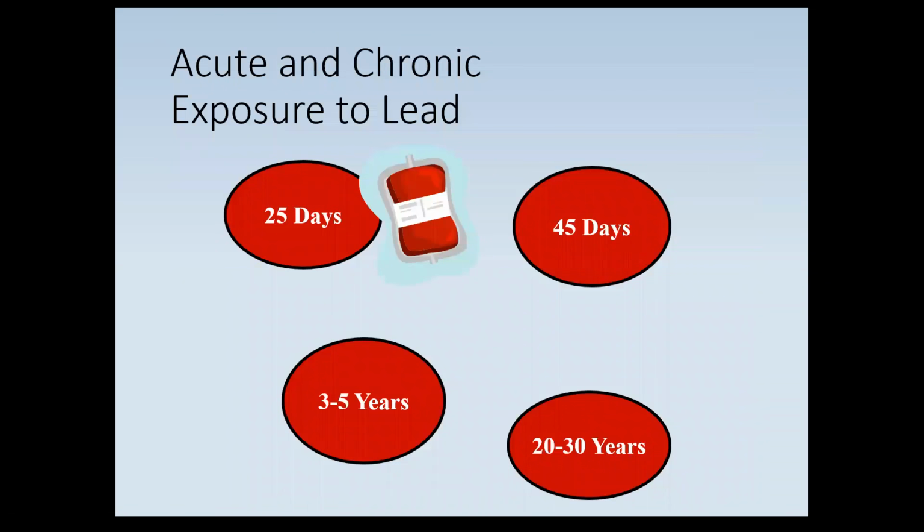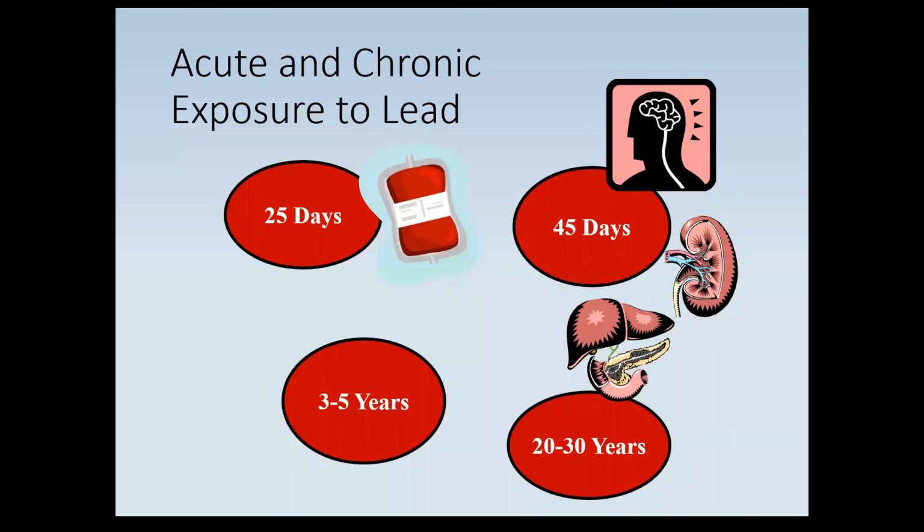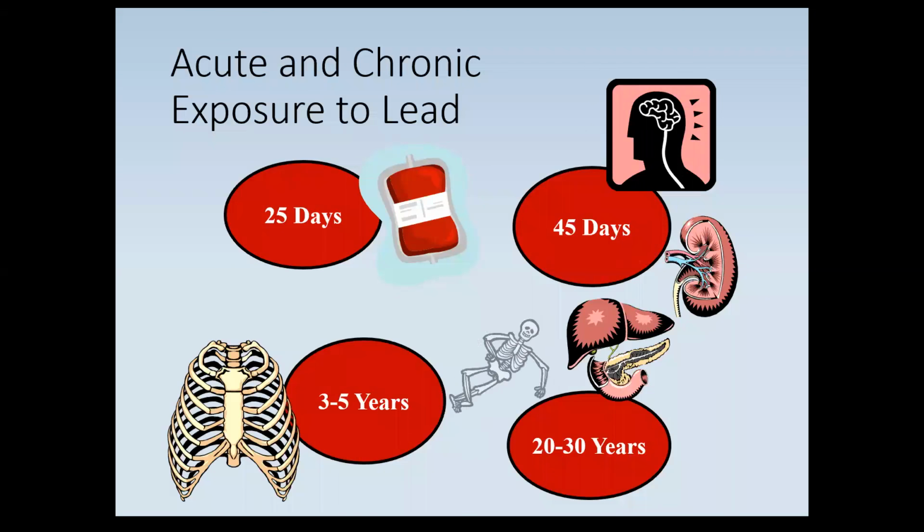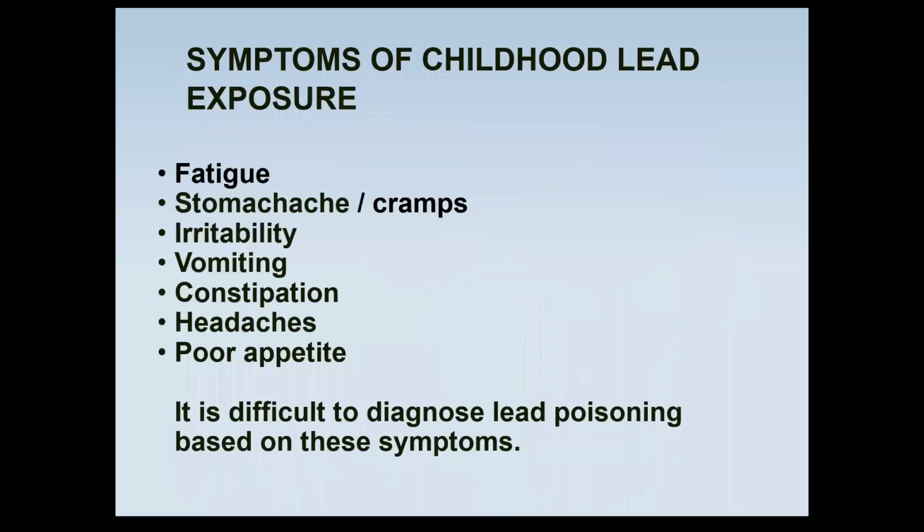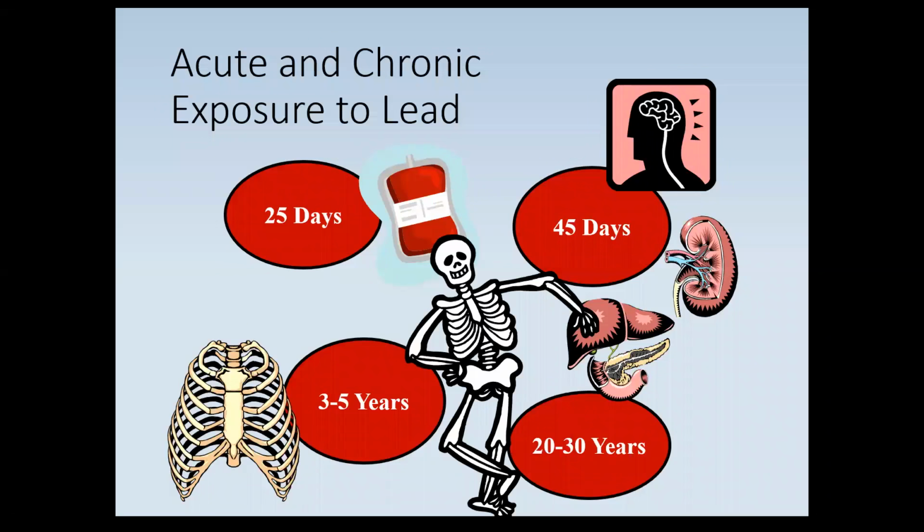This graphic shows how children and adults can be lead poisoned, how fast this can happen, and how it can impact the organs in our body. You can see here that in 25 days, a child can suffer severe damage because the lead goes to the blood. And in 45 days, it goes to the brain. So we have here more organs and soft tissues that are also damaged.